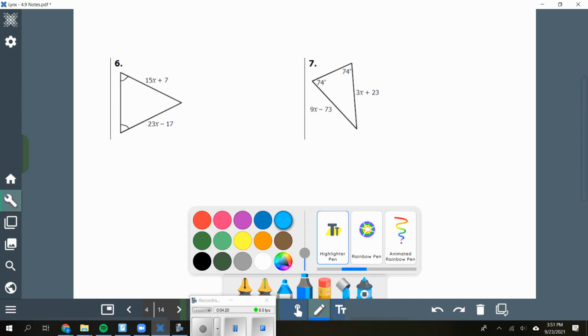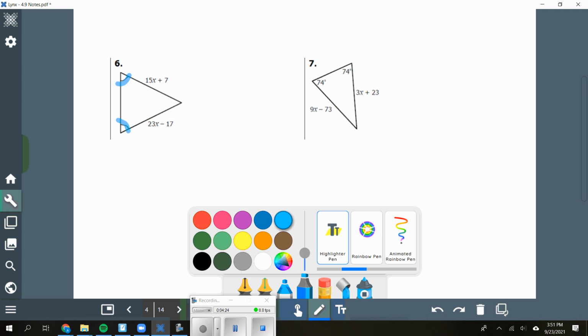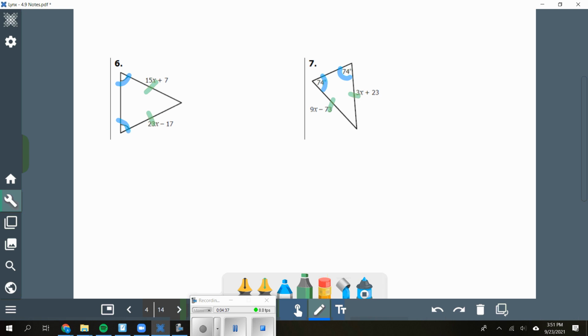On this one, we have two congruent angles, which means the sides across from it, the legs, are congruent as well. So across and across. And again, we have two congruent angles, our base angles, so across from it and across from it are going to be congruent. So we would just be setting equations equal to each other on all of these.